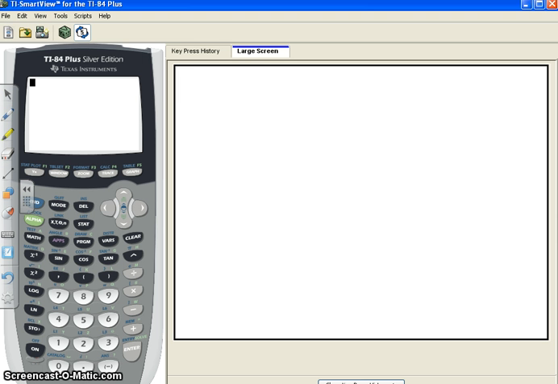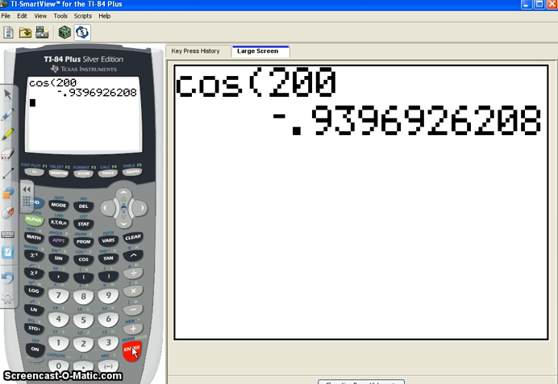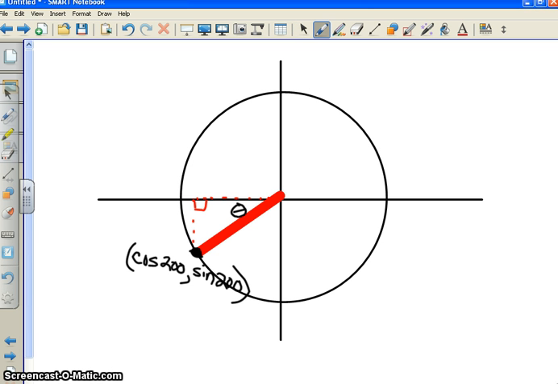So I'm just going to take my calculator and hit cos 200. There's my x value, negative 0.9397. That is how far I have gone this way. Notice it is negative because we had to move left to get into the second and the third quadrants.